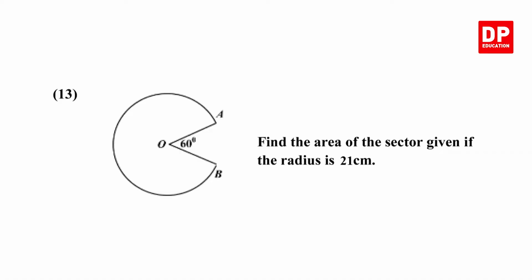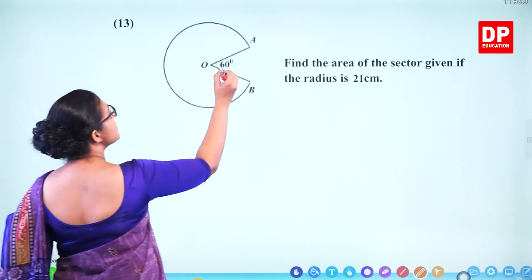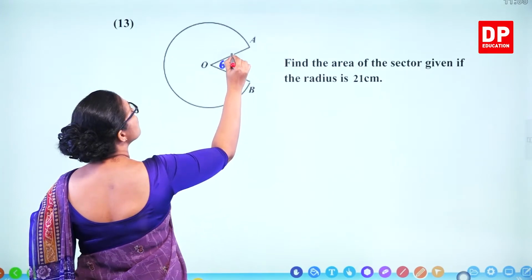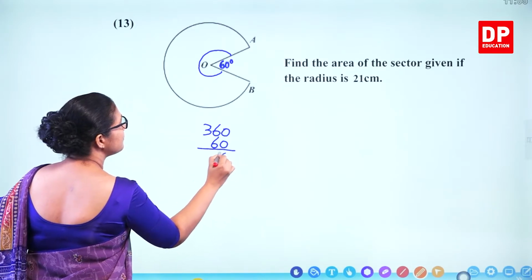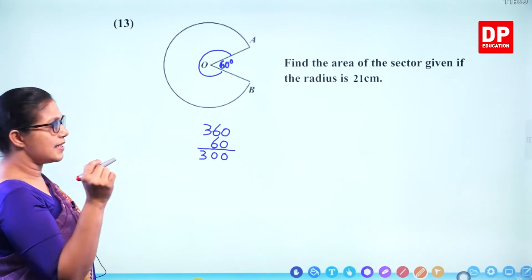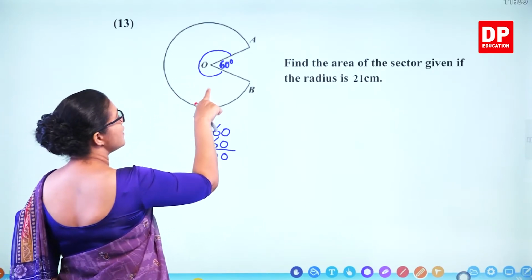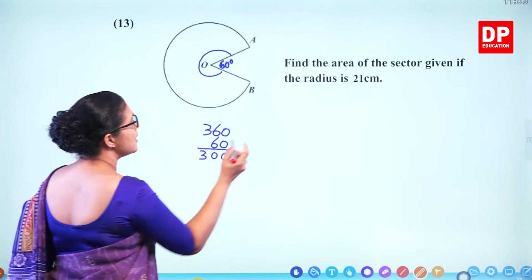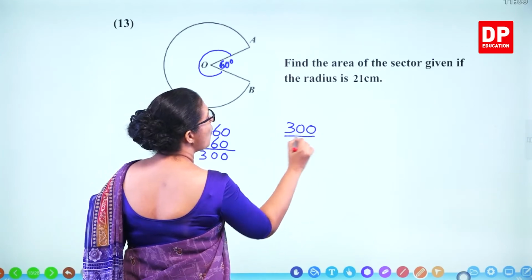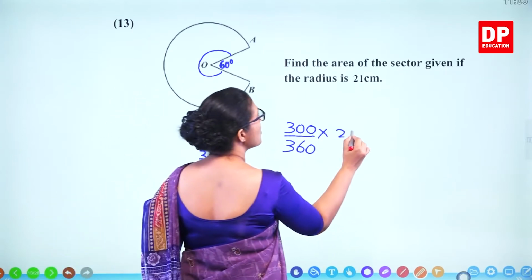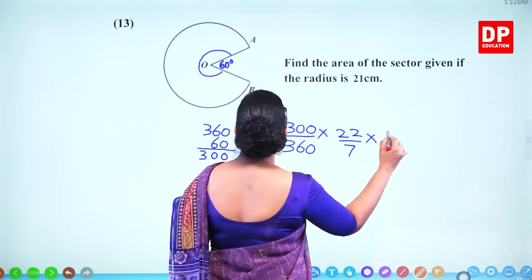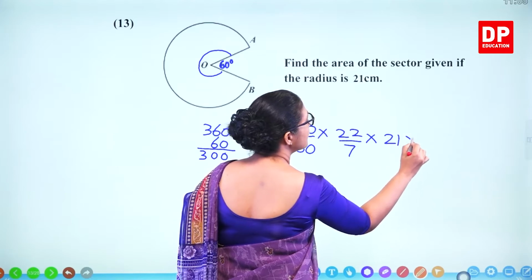Question number 13. Find the area of the sector given the radius is 21. This is 60. So what is this angle? 360 minus 60. 300 degrees. We know 300. So what is the area of the sector? 300 over 360 into pi r squared. Pi is 22 over 7. R is 21.